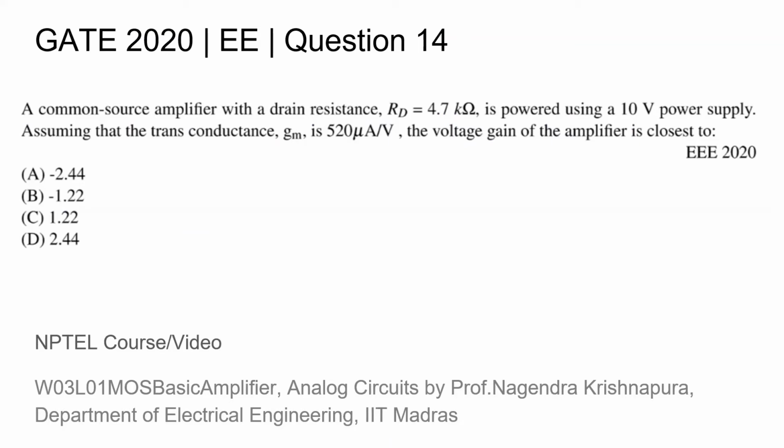Question 14 from the GATE 2020 EE paper, where we are given that a common source amplifier with drain resistance 4.7 kilo ohms is powered using a 10 volt power supply. We assume that the transconductance GM is 520 microamp per volt and are asked to find the voltage gain of the amplifier. Underneath the question, you will find the title of the NPTEL course or video most relevant to this topic.